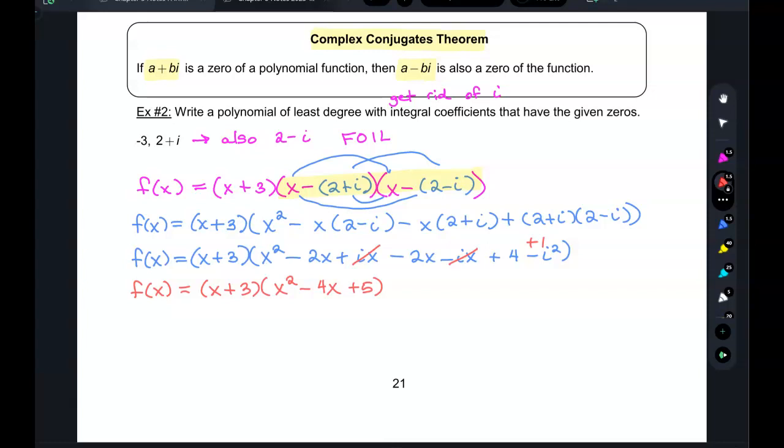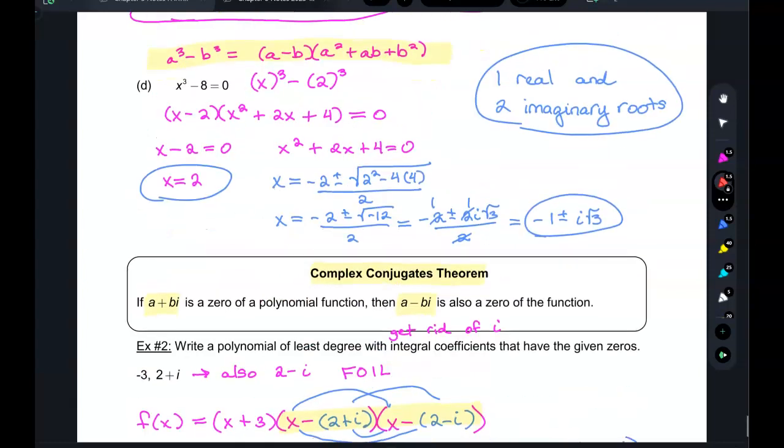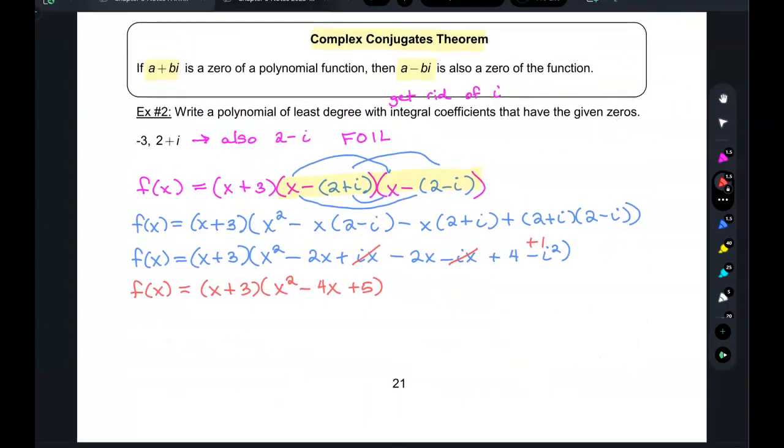Remember, when we did the previous ones, we were factoring. We were dividing it up into smaller parts, right? Now we're multiplying everything out. So now we're going to multiply this out.